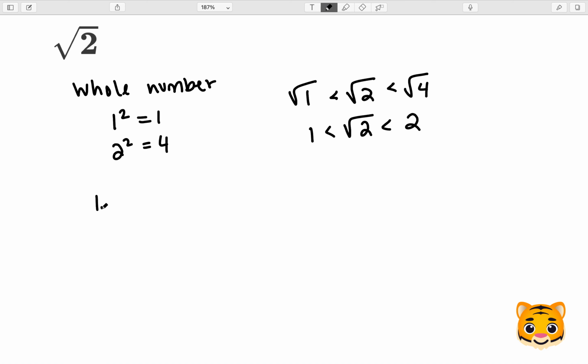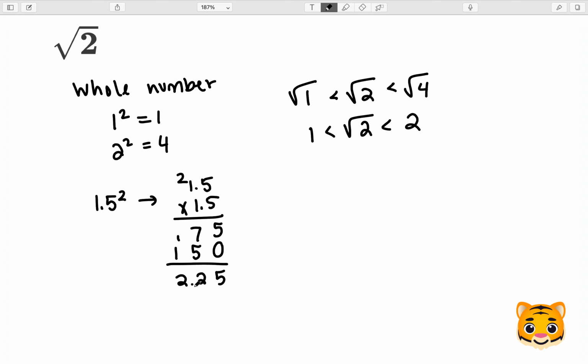We first want to try 1.5 as it's between 1 and 2. So let's look at 1.5 squared, which we will do 1.5 times 1.5. 5 times 5 gives us 25. 1 times 5 is 5, plus 2 is 7. Add our placeholder 0. 1 times 5 is 5, and 1 times 1 is 1. Now we add this together to get 2.25. As you can see, 2.25 is larger than 2, so 1.5 is too large of an estimation.